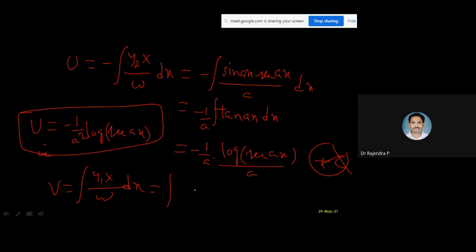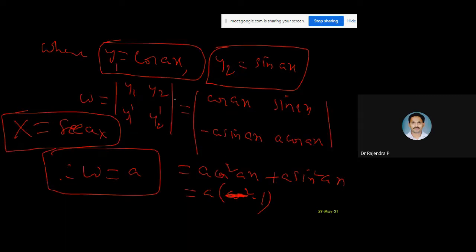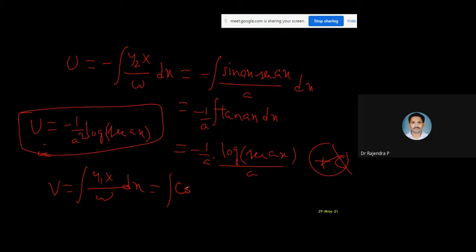Integral of, what is y1? Cos ax. Cos ax into secant ax by a. Okay, so here, as you know, secant ax means 1 by cos x, so cos x gets cancelled. So 1 by a integral of 1 dx means. Sir, yeah, sir, integration of tan x is log cos x, no, sir?